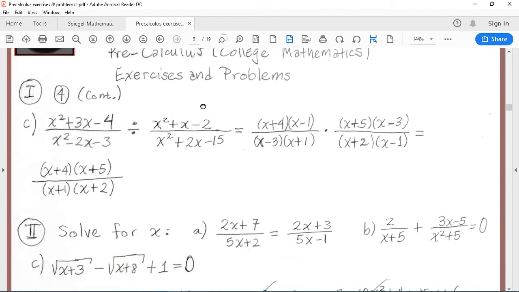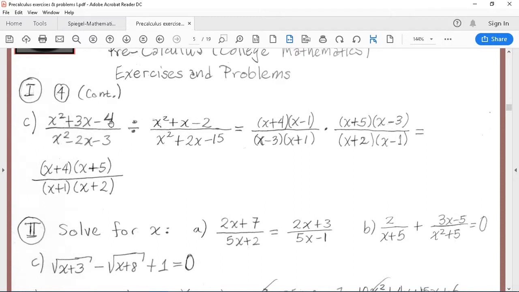Okay, now the third one is x squared plus 3x minus 4 over x squared minus 2x minus 3 divided by x squared plus x minus 2 over x squared plus 2x minus 15. Okay, now this divided by this fraction is like multiplying by the inverse. That means we flip this fraction so that x squared plus 2x minus 15 is above, and x squared plus x minus 2 is in the denominator, and we multiply.